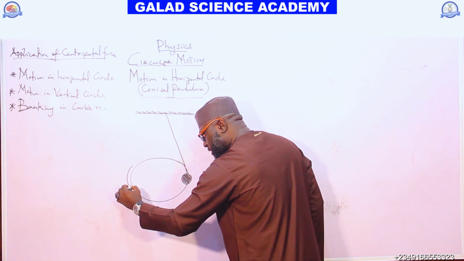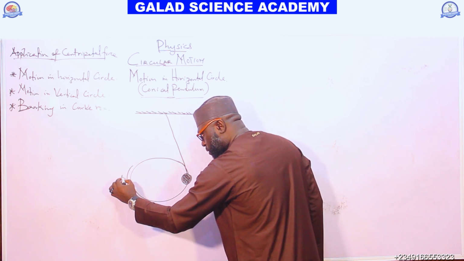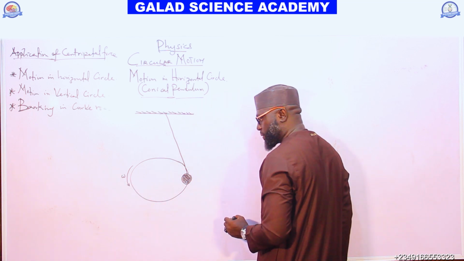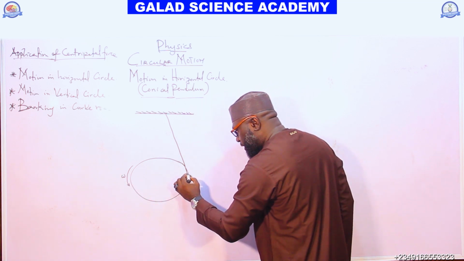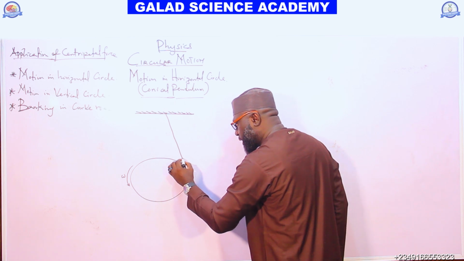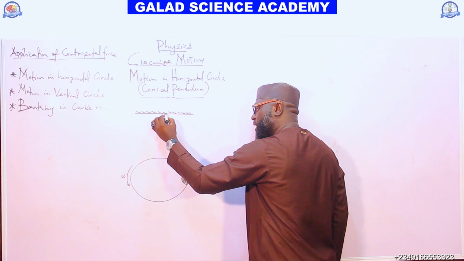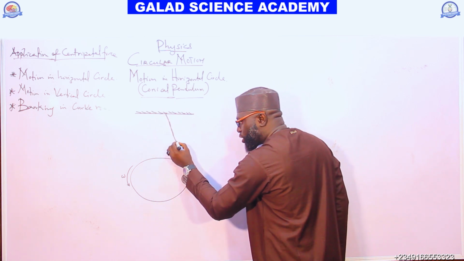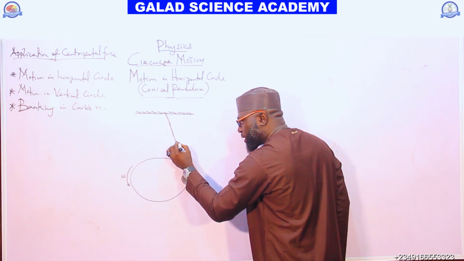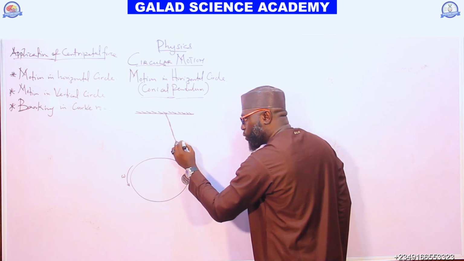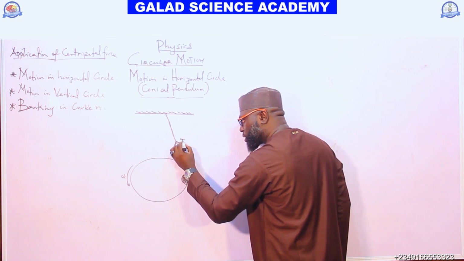The ball is moving along this circle. This is the angular velocity. And this is the string that attaches the ball to the ceiling here. And the force experienced on this string, we call it tension.